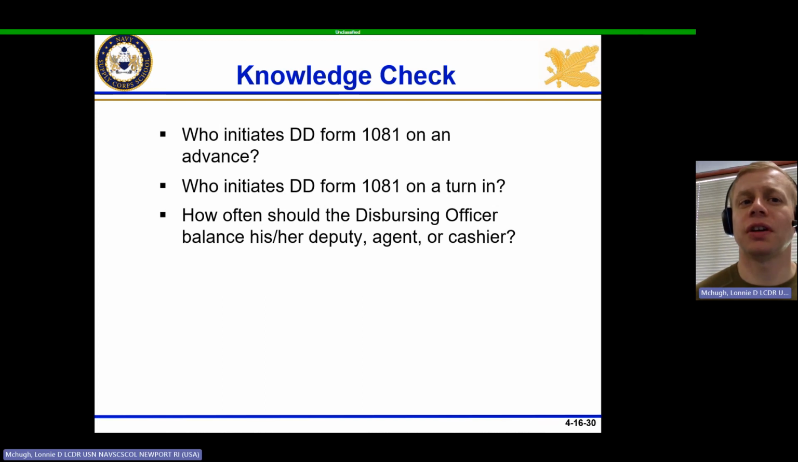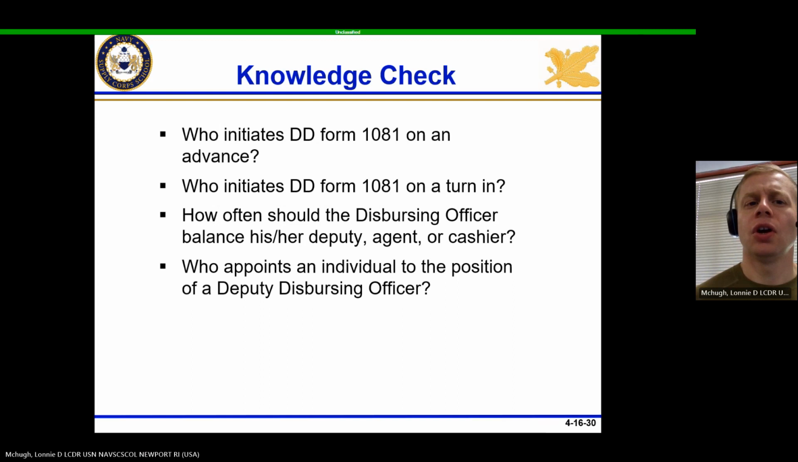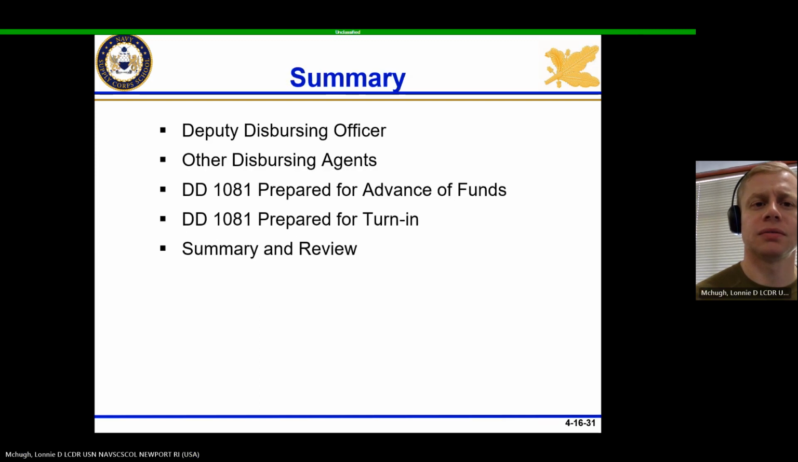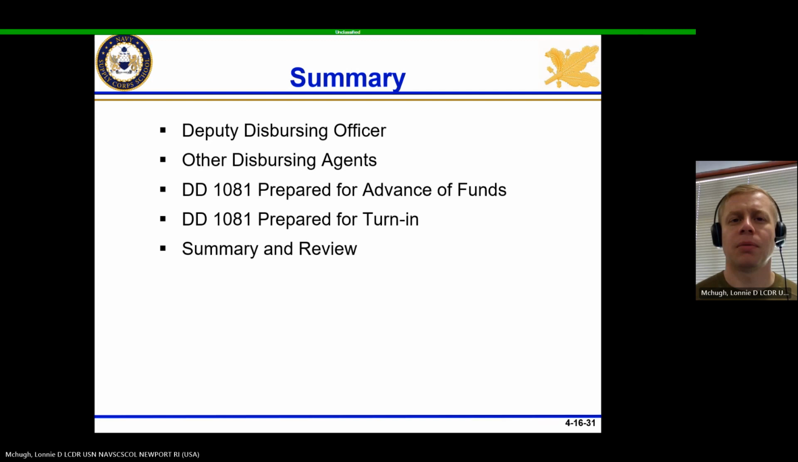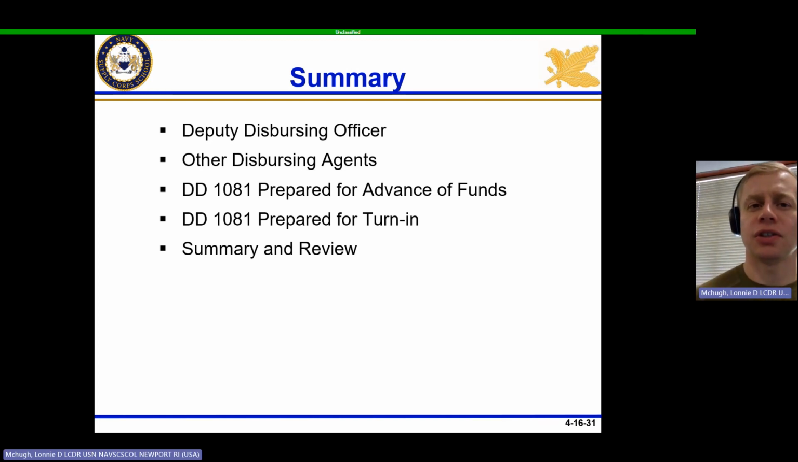How often should the disbursing officer balance his or her deputy, agent, or cashier? So any type of agent, you should do that weekly. Who appoints an individual to the position of deputy disbursing officer? So that's going to be the disbursing officer. Summary, we talked about the deputy, the other agents, the DD Form 1081, prepared for advancing the funds and doing the turn-in.